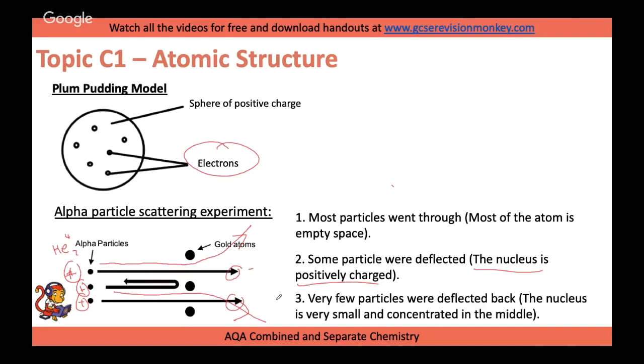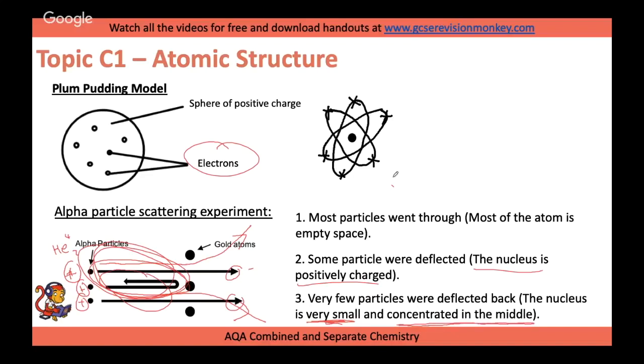And then finally, very, very few were in this scenario here, which I'm just circling, whereby they were deflected straight back. So that showed them that actually the nucleus was very small and concentrated in the middle. So then they came up with a nuclear model which looks something like that. A positively charged nucleus with the negative charges, the electrons, around the outside.